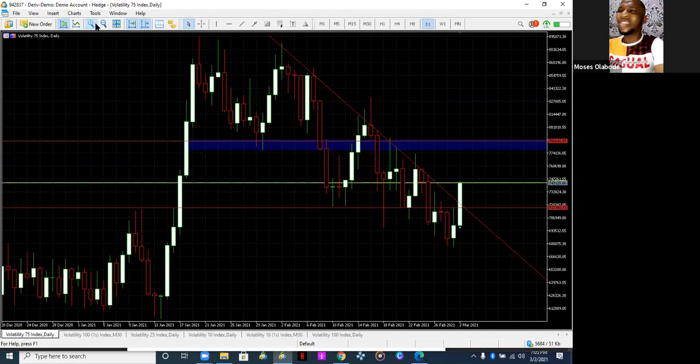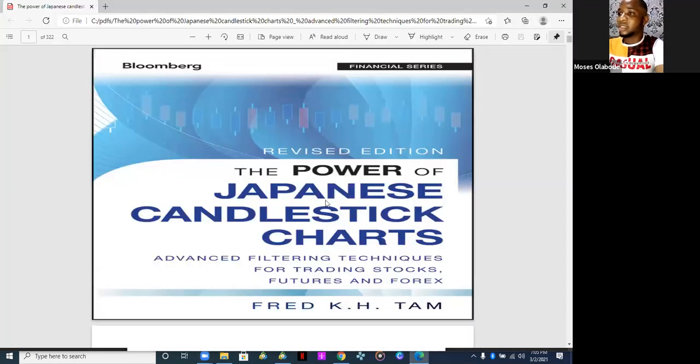So does this look simple? This looks simple, let me know. Whether you are trading MT4 or MT5, it doesn't matter. A market is a market. So this is how to identify those candle patterns. Let's move to the next one.